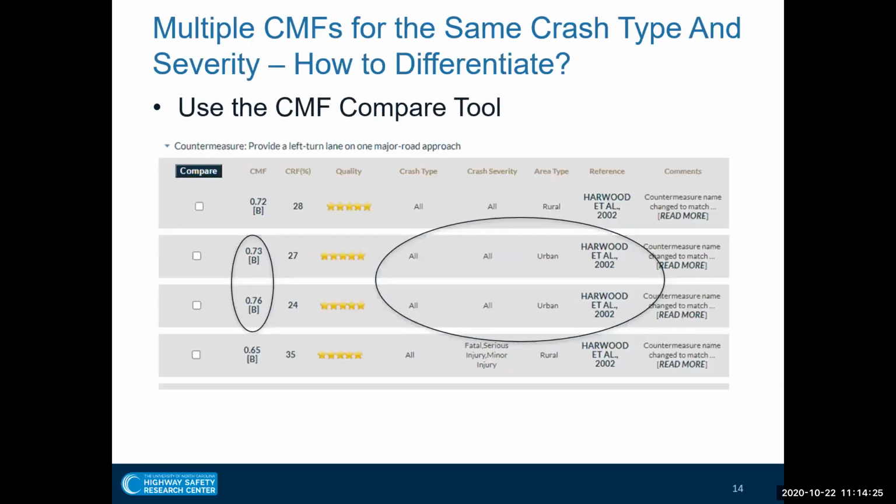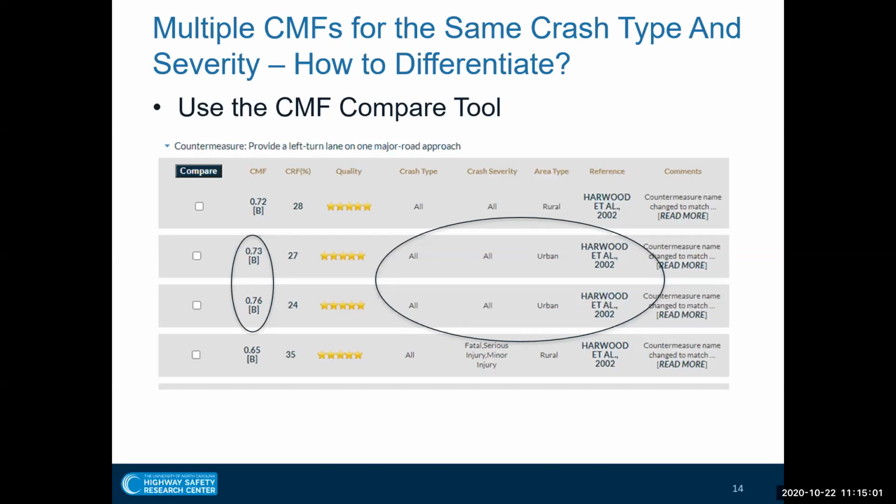One more issue that comes up when you're searching for CMFs, and you will notice if you have used Clearinghouse or plan to use it, is that you might see multiple CMFs for the same crash type and severity, sometimes even from the same studies. In this specific example, if you search for the countermeasure that says provide a left turn lane on one major road approach, you can see that the study by Harwood in 2002 produced 2 CMFs for all crashes and all crash severities. One is 0.73, one is 0.76.